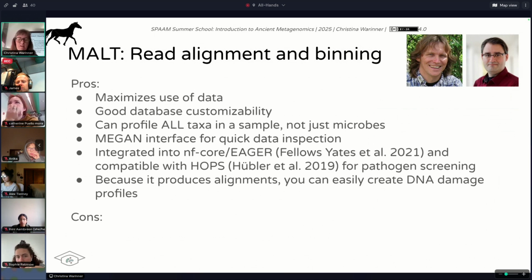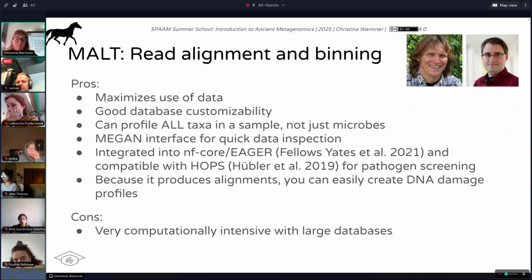But there's also some serious cons. It is very computationally intensive with large databases. And as your databases get bigger and bigger, you really need more and more resources to the point where it can become impractical for your local setup, even on a high performance computing cluster. And it can be quite buggy.